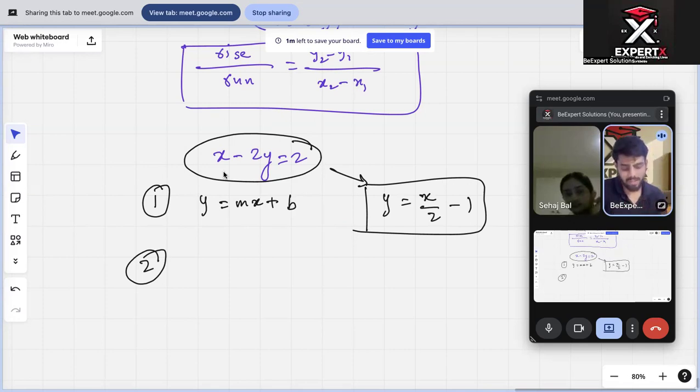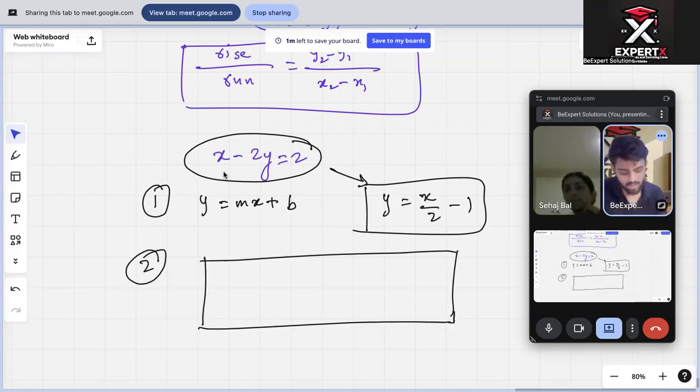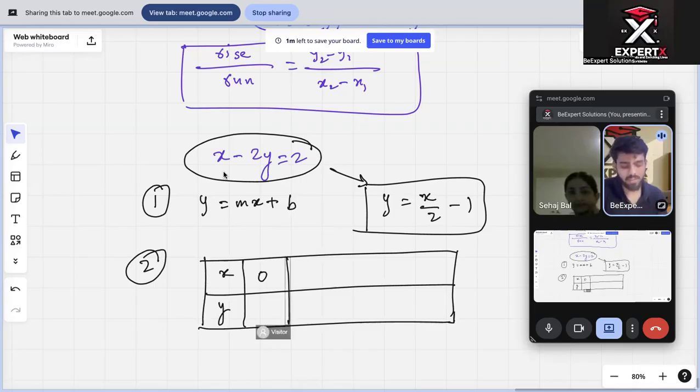So let's say I have a table. I'll put in different values here. Let's say we have these as x values and these as y values. If I have x as 0, say, what would be the value of y in this equation? So it would be 0 by 2 minus 1, which gives me y as minus 1. Am I right? Yeah.